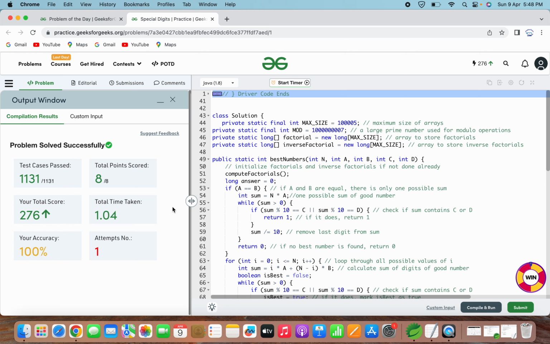Talking about the time complexity of the solution, it is in the order of big O of n for pre-computing factorials and inverse factorials, and big O of n for looping through all possible values of i. Within the loop, the time complexity is log of mod for calculating modular exponentiation using the binary exponentiation method, and big O of 1 for other operations. Therefore, the overall time complexity of the solution is n log mod. However, since mod is a very large prime number, log of mod is less than or equal to 31. So the time complexity can be considered as approximately big O of n.